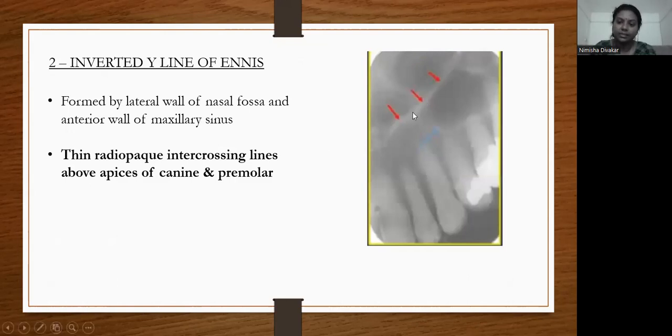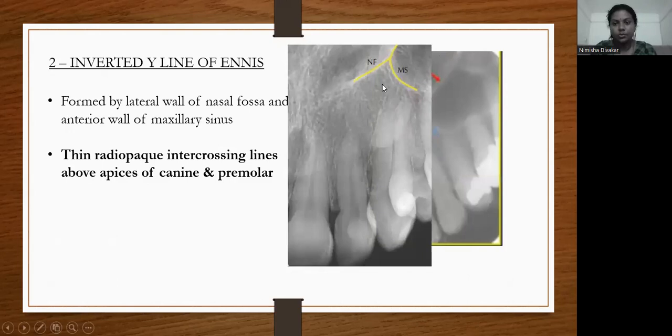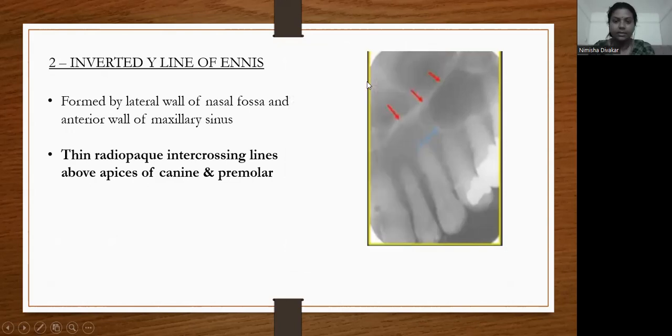The red arrow denotes the lateral wall of the nasal fossa, and the blue arrow denotes the anterior wall of the maxillary sinus. At the junction, which forms the letter Y, an inverted letter Y, that is why it's called the inverted Y line of Ennis. From the nasal fossa and maxillary sinus, it intersects and forms the inverted Y line. And sometimes this Y line appears as an X-line when there is superimposition.